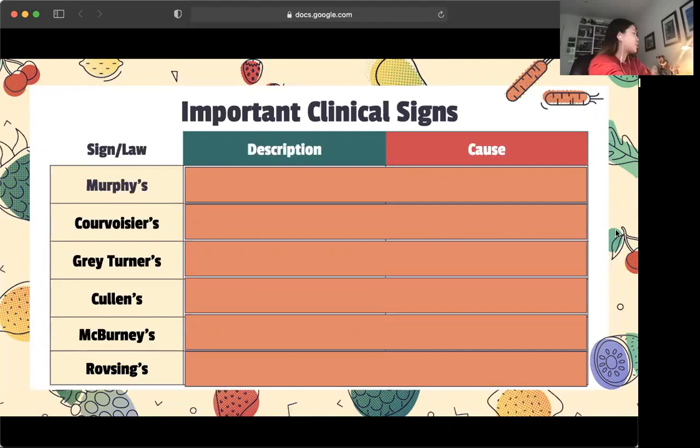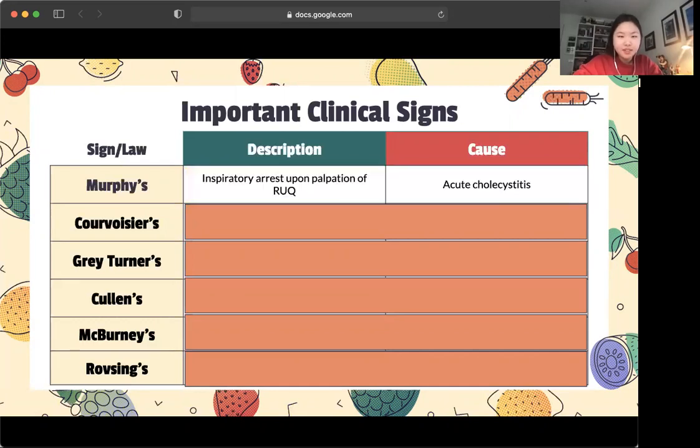Can anyone describe what you would do? Great. So basically, what happens is that the patient will actually catch their breath when you push down on the right upper quadrant. So basically, it's when the gallbladder actually comes into contact with your hand, and it's going to hurt, and you'll be able to tell.